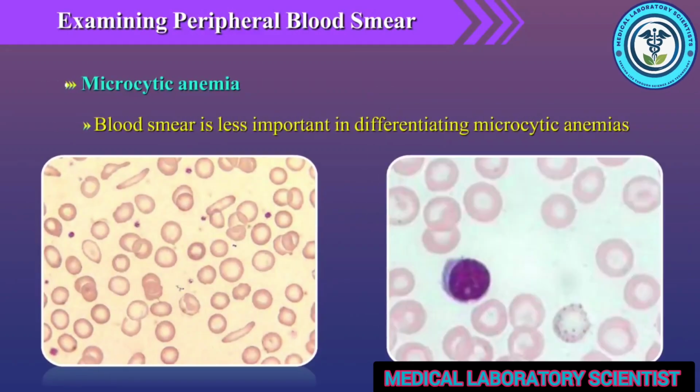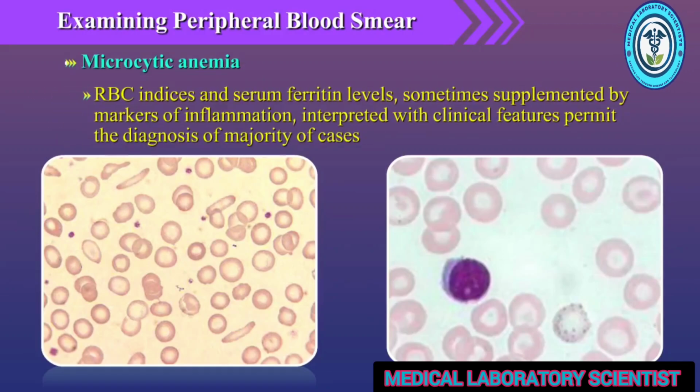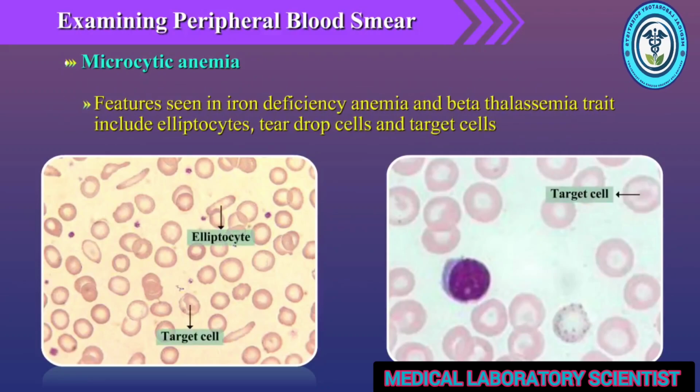Blood smear is generally less important in differentiating microcytic anemias since RBC indices and serum ferritin levels, sometimes supplemented by markers of inflammation, interpreted with clinical features, permit the diagnosis in majority of cases. Features that can be seen in iron deficiency anemia and beta thalassemia trait include elliptocytes, teardrop cells, and target cells.